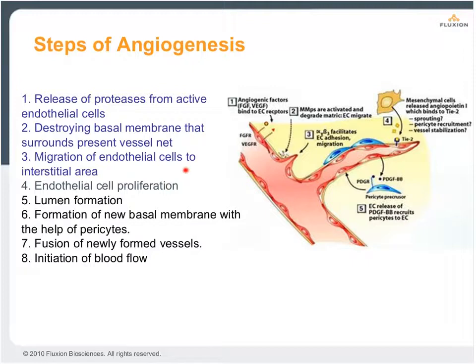The cells then migrate, there's cell proliferation, and then you look at the steps of the blood vessel lumen formation, and then eventually you have initiation of blood flow. If you look at the steps that are highlighted in blue, these are the ones that we can look at in the BioFlux. So degradation of the matrix and movement of the endothelial cells into the interstitial area.